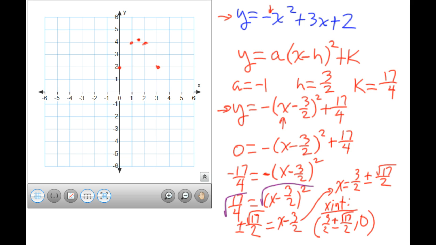All right, I could graph those out. I could estimate where those are, but I'm just going to go ahead and connect my points now with my parabola. Smooth curve there. All right, and that's what my parabola looks like.